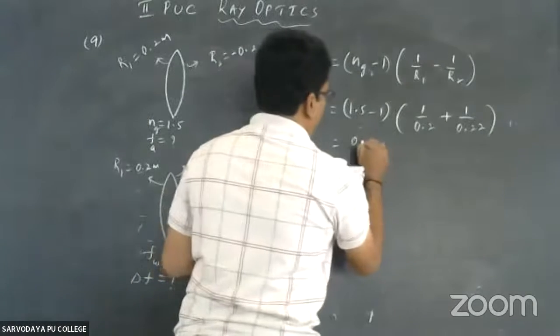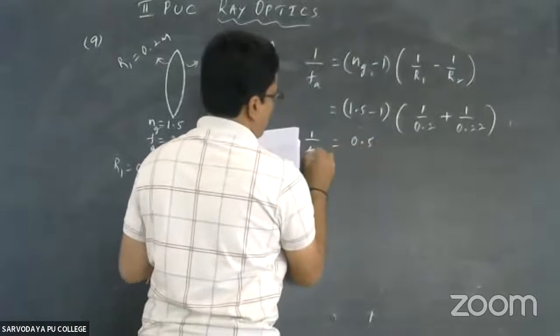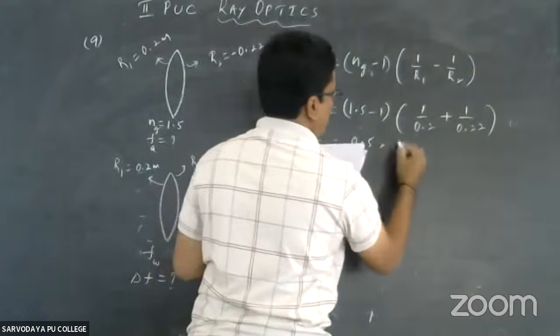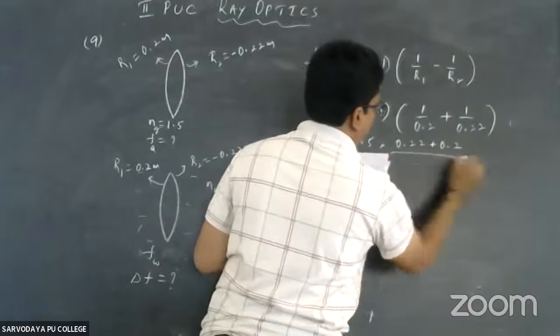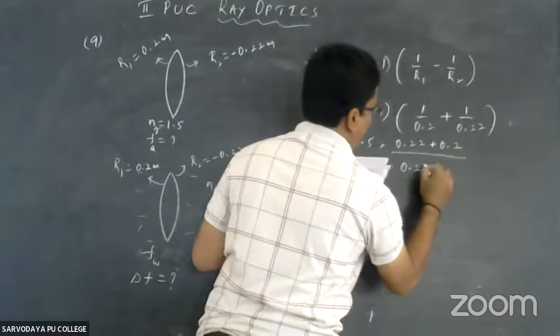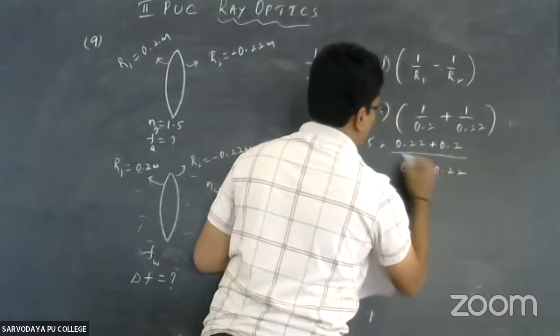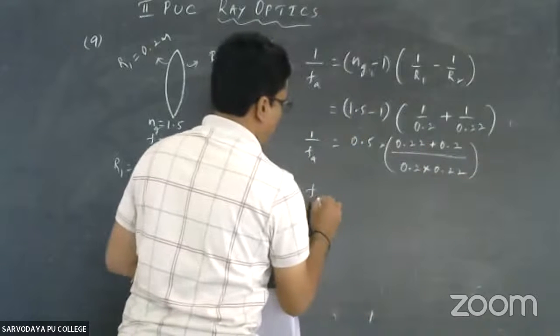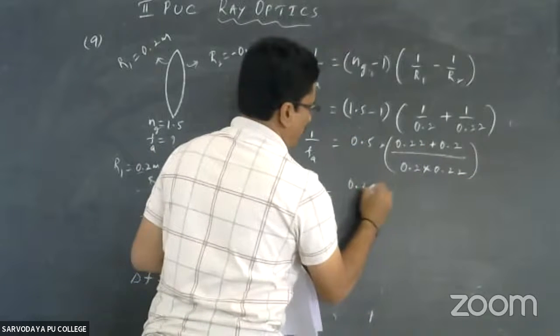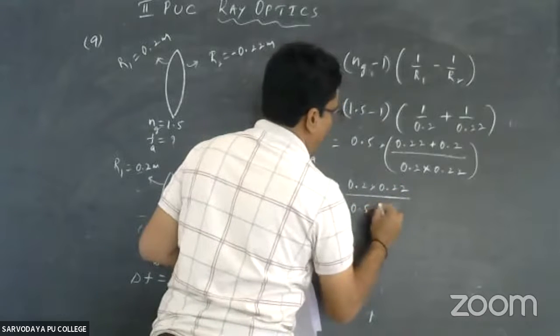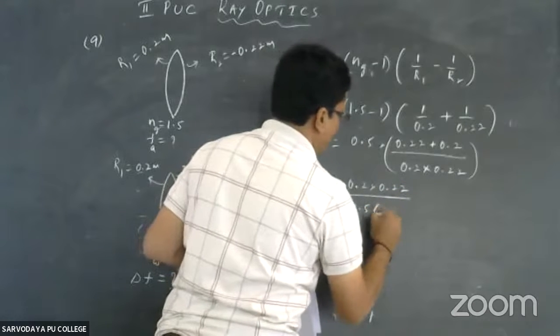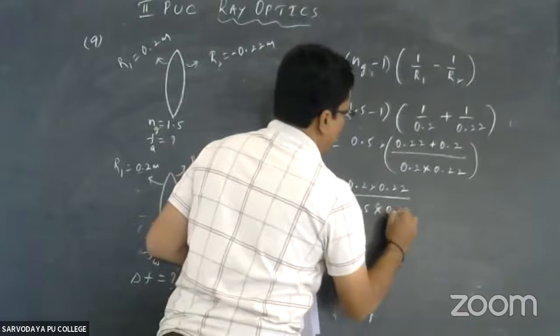And therefore it becomes 0.5 into this is 0.22 plus 0.2. LCM is 0.2 into 0.2. Therefore focal length here is 0.2 into 0.22 divided by 0.5 into 0.42.